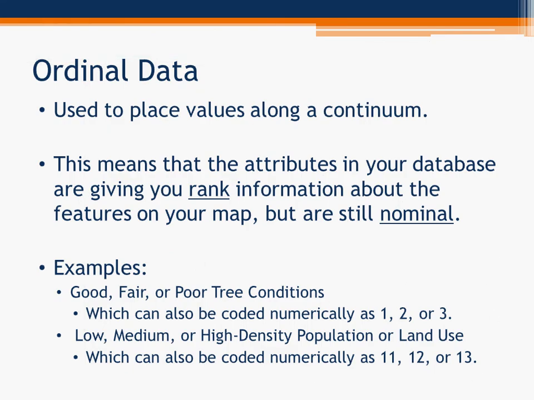So we've talked about nominal data. We'll also talk about another type of nominal data called ordinal data. So as the first bullet indicates, to place values along a continuum, you're basically ranking the information, but it is still nominal. Even if you give it a number, you are still giving it some sort of descriptive number that tells you some information about that feature, whether it's a point, line, or polygon.